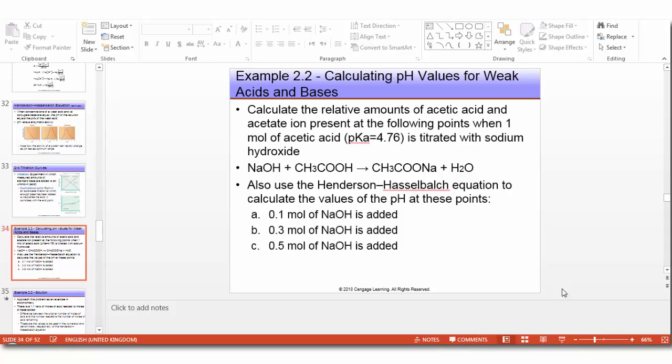Now we can titrate acetic acid by using 1 mole of the base NaOH. This is what we saw previously, but we can also titrate 1 mole of acetic acid with not 1 mole of the base, but rather 0.1 mole of the base, 0.3, 0.5. So here we want to use the Henderson-Hasselbalch equation to calculate the new values of pH at these points.